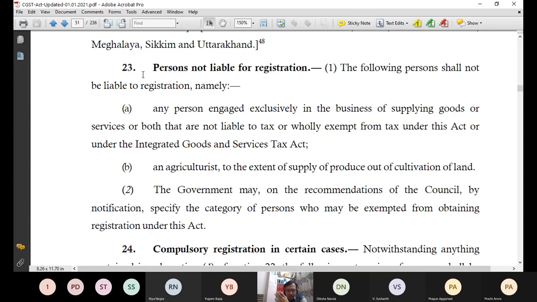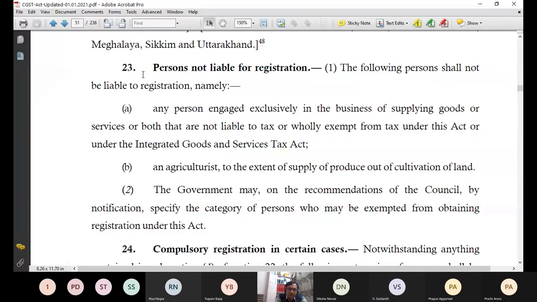Now, who are these people? Clause A. Any person engaged exclusively, this word is necessary to be learned, exclusively, in the business of supplying goods or services or both that are not liable to be taxed. Can you tell me those goods or services which are not liable to be taxed? Can anyone tell me right now which are those goods which are not liable to be taxed?